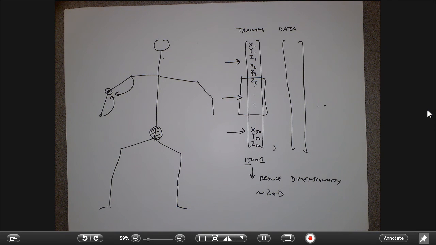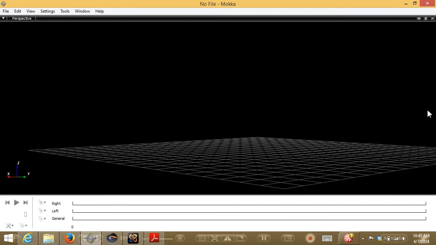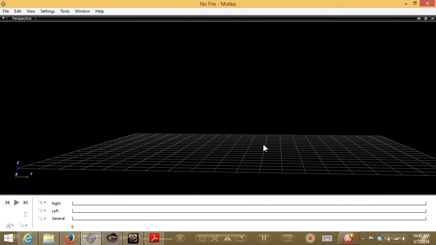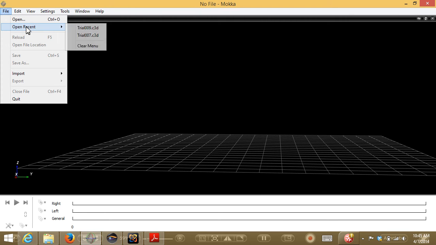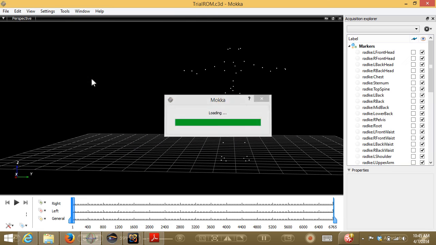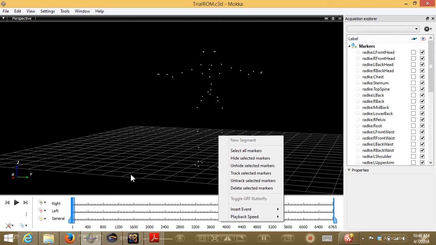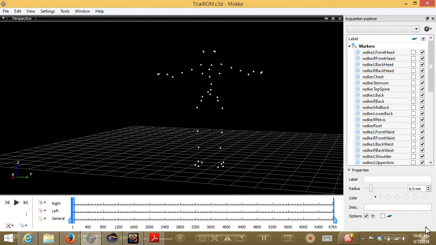So this may be a good point. Let me just show you some Mocap data. This is a program called Mocha with two Ks, and I can show you some stuff that came out of my Mocap session. Let's see. Make these a little bigger.